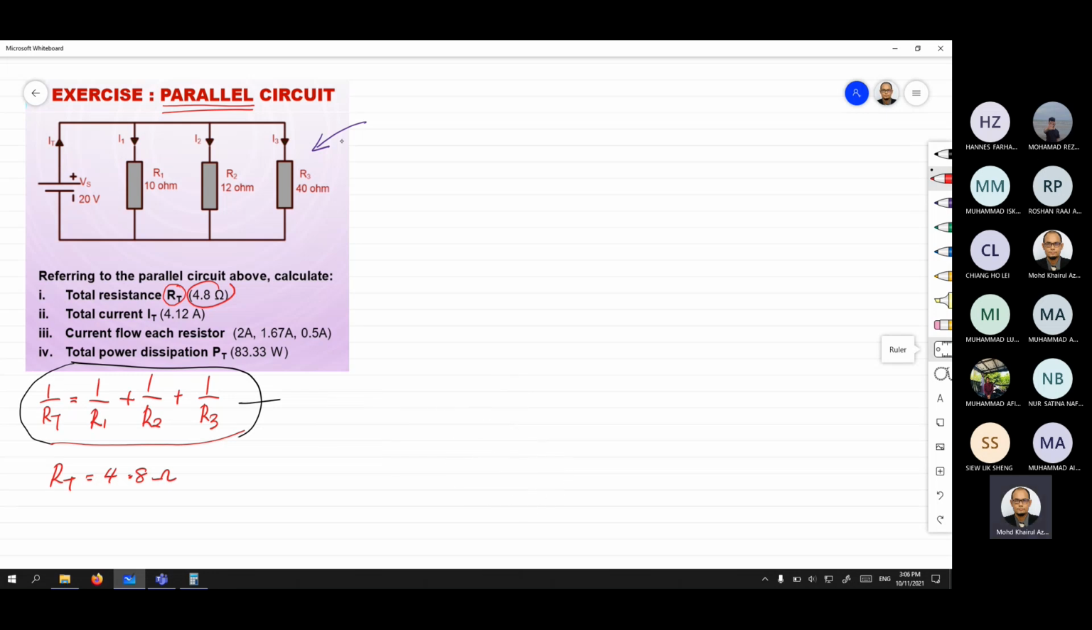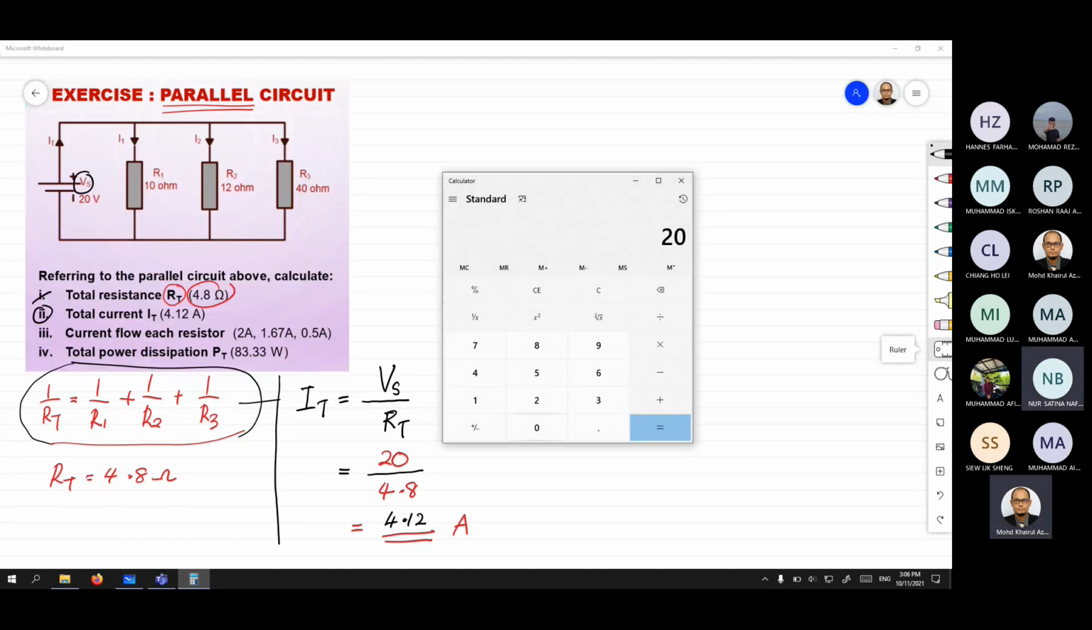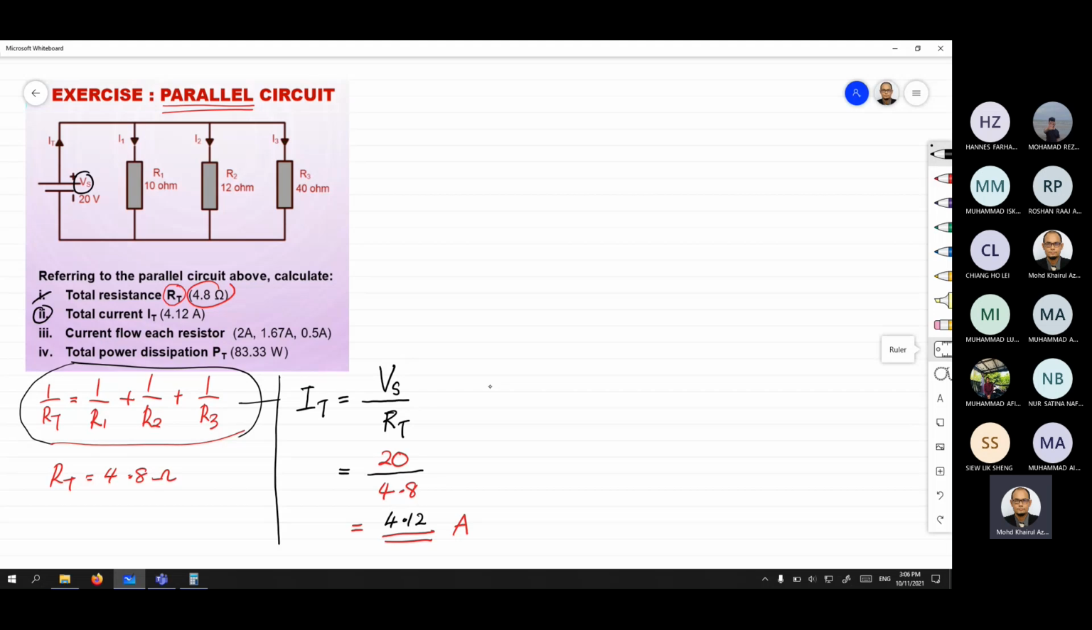And then how to calculate total current. Okay, total current is given by this simple formula. I total is equal to V source or your V supply here divided by your R total. So you gunalah nilai-nilai yang diberi 4.8. Then you akan dapat nilai current you tu 4.12 ampere juga ke? 4.12. Ya, sama tak? Sama. Okay, good. Itu nilai current.